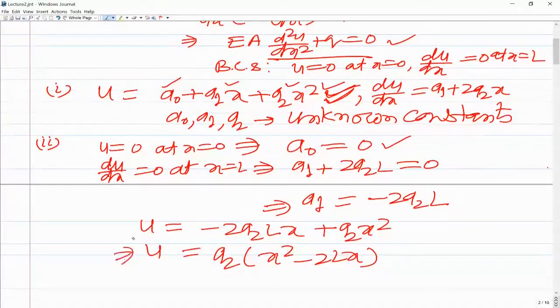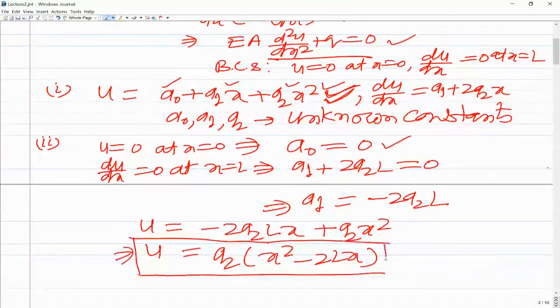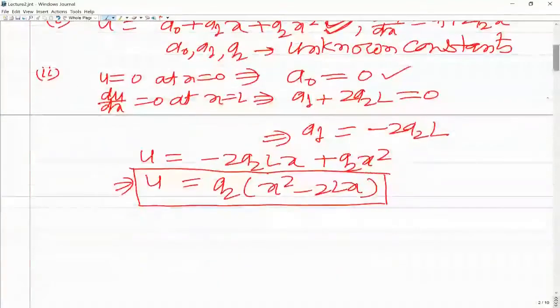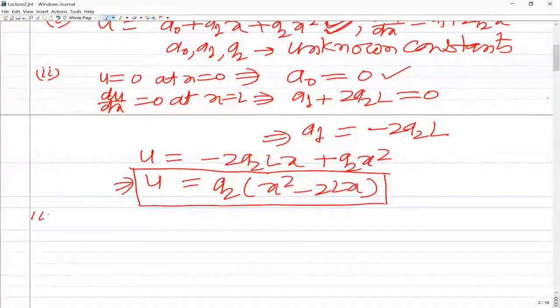So finally, after eliminating some of the unknown constants from the approximate solution, in this case a0 and a1, we get this as an approximate solution. Now this approximate solution has one unknown constant, that is a2. So how do we get that a2? The next step is that we substitute this resulting approximate solution, whatever we have got over here, into the differential equation.